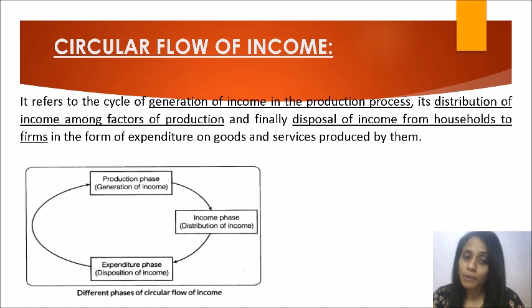The distributed income will be disposed by the household for the consumption of goods and services. That is happening in the third phase, the expenditure phase. So, it refers to generation of income in the production process, distribution of income among the factors of production, and disposal of income from household to firms for the consumption of goods and services.